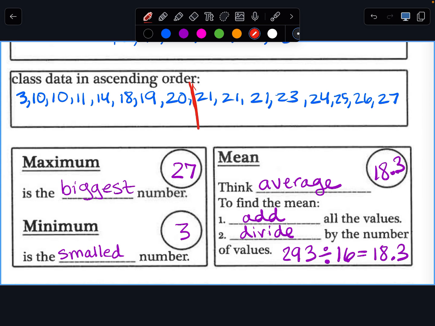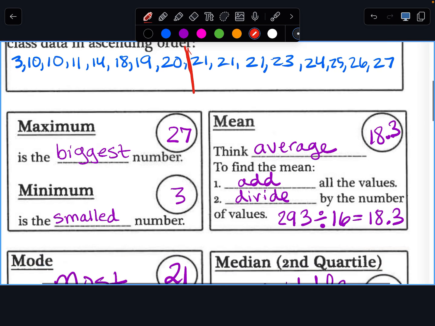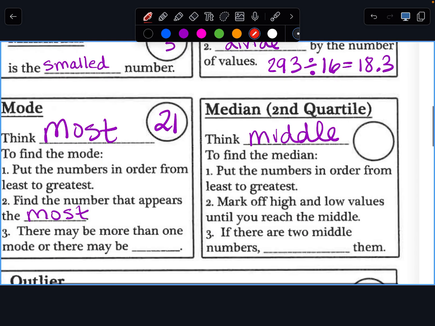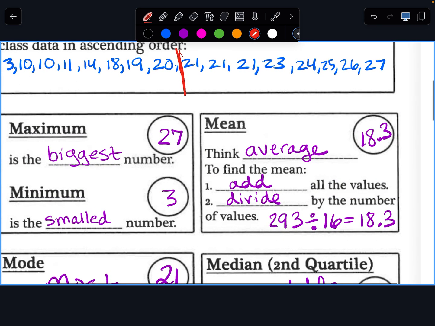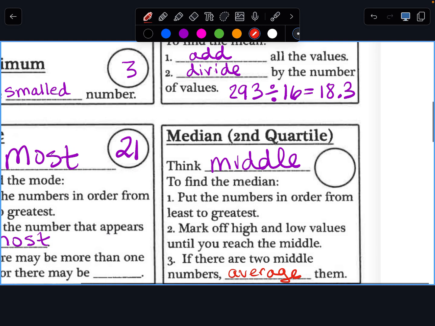So what would our median be? Lawson? It'd be 20.5. So it says if there are two middle numbers, average them. And an average of two numbers is just what's between them. So the number between 20 and 21 is 20.5, but you could add them together and divide by 2. There might be an odd number of numbers in your data, and then the middle number is the median. But if there are two numbers in the middle, you have to average them.